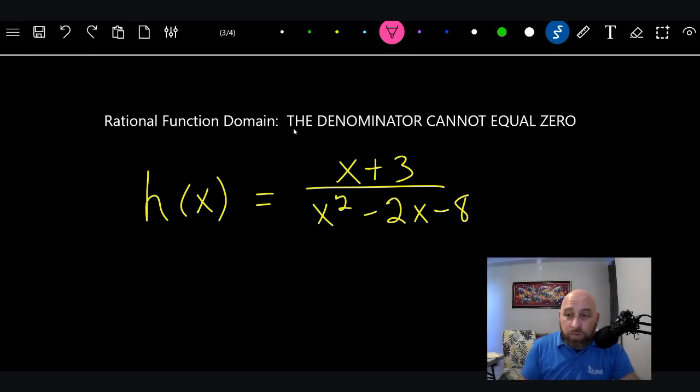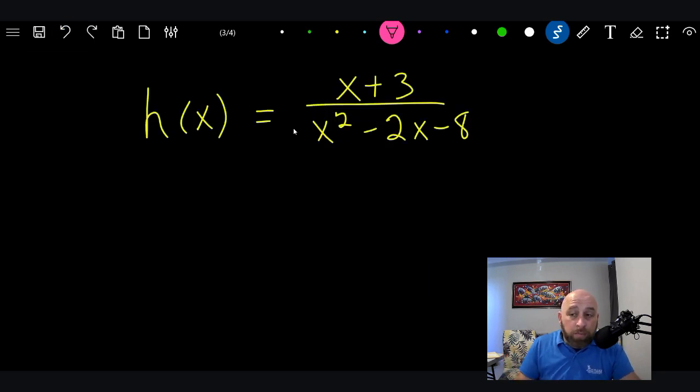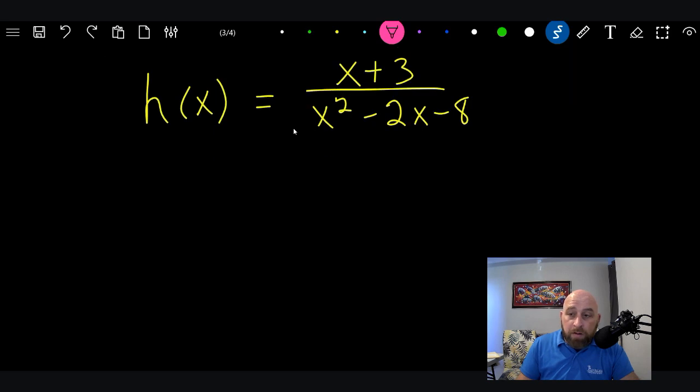So what should we do? How can we figure out what not to include in our domain? Our domain can be almost anything in this one, but it cannot make this denominator go to 0. Do you remember how to do it from the chapter? What we do is we set the denominator equal to 0.